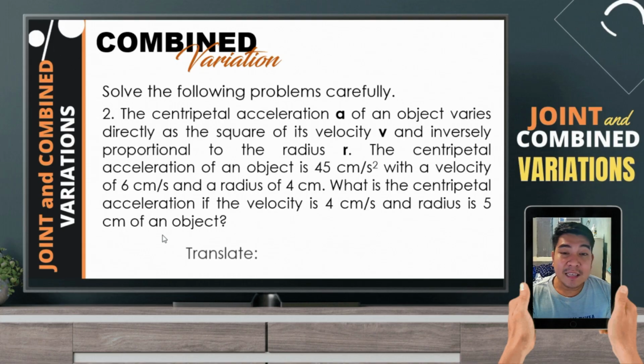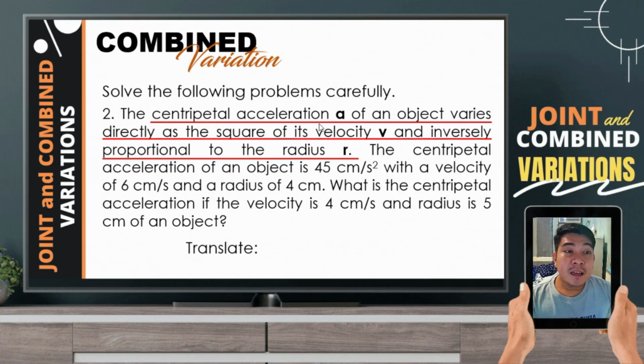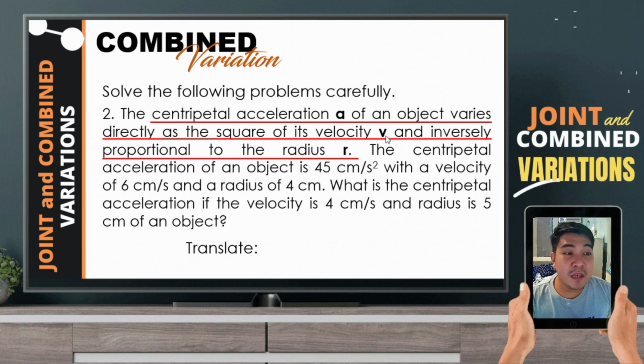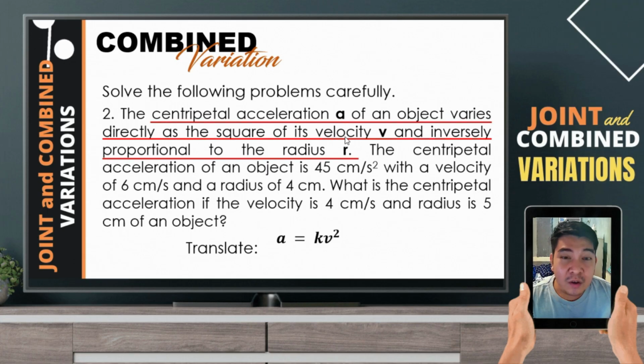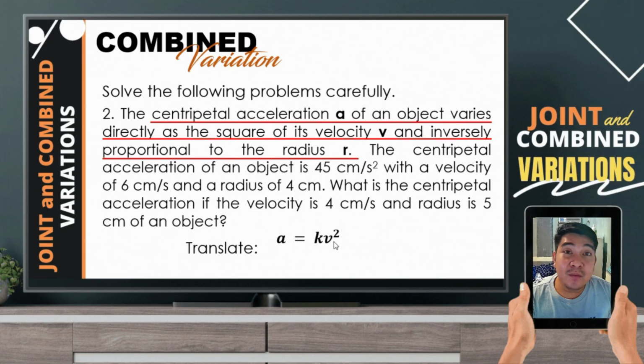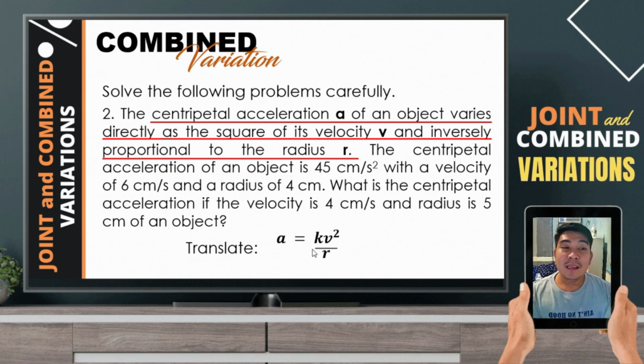So therefore, again, we need to translate. Centripetal acceleration A of an object varies directly as the square of velocity v and inversely proportional to the radius r. So that will become A is equal to kv squared, since A varies directly as the square of its velocity, and inversely proportional to radius r, so that will be divided by r. So this will be our translation. A is equal to kv squared over r.